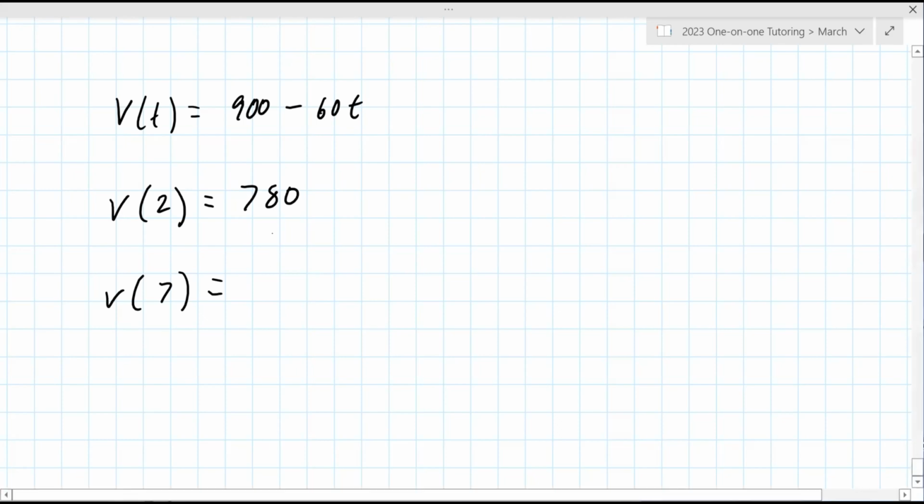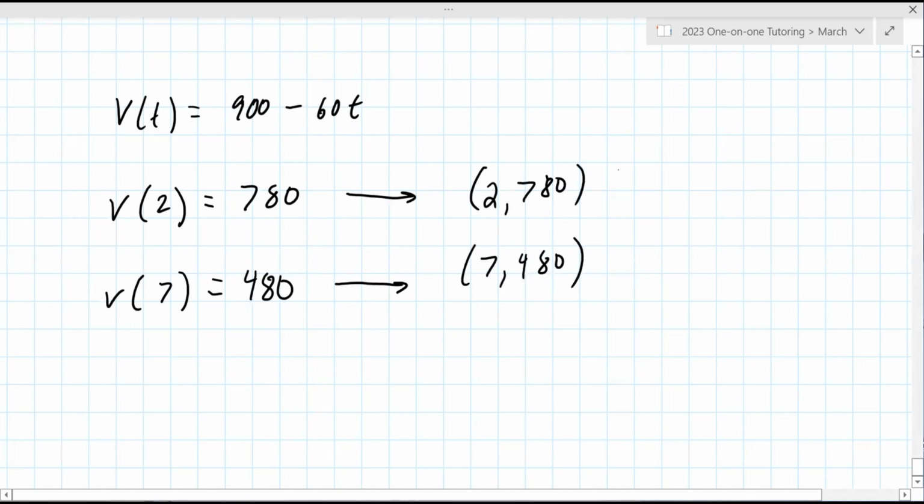$580. Close. So 7 times 60 is 420. 900 minus 420 is 480. Okay, can you tell me what these are as ordered pairs? 2, 780. The other one is 7, 480.